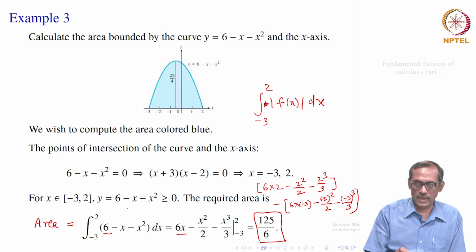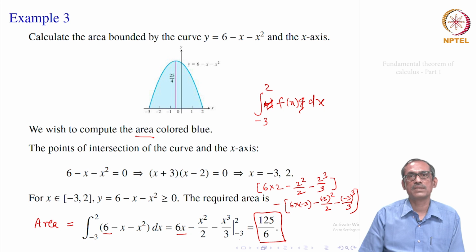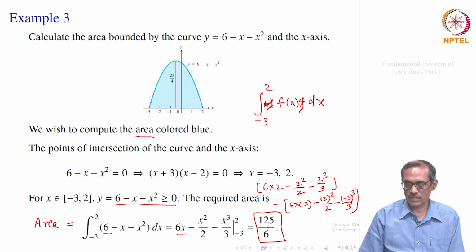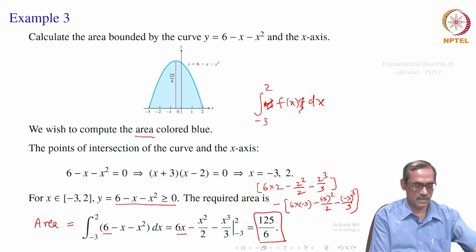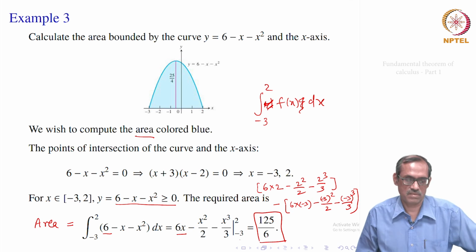Now, here it so happens that the curve is equal to mod f x, so it is the actual area. But if you take the signed area, where instead of mod f x you simply take f x dx, the integral from minus 3 to 2 of f x dx, that happens to be the same here, because the function itself is lying above the x axis. Okay. So, that is how we will be computing signed areas and unsigned areas. Okay. So, let us stop here.